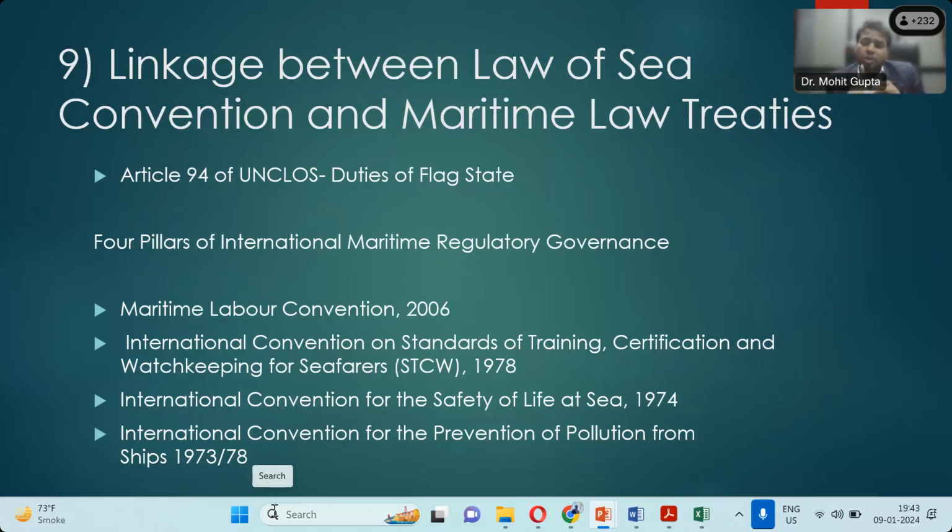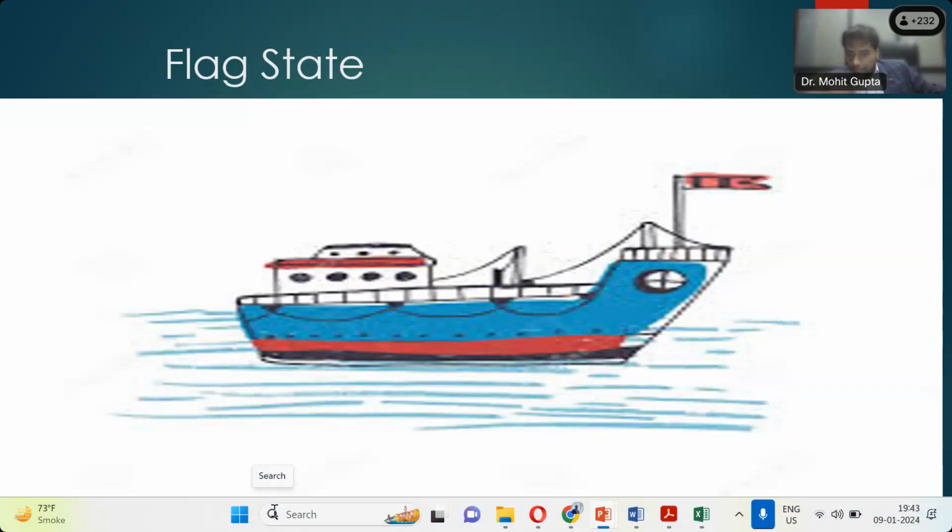So these 4 treaties are called the 4 pillars of international maritime regulatory governance. We should convey to our students that all these 4 treaties are linked to the Law of the Sea Convention. They have a close connection with it, and are closely integrated with it. To tell this to the students, we can ask them to read Article 94 of the convention, because Article 94 talks about duties of the flag state. Articles 92 and 93 of the Law of the Sea Convention talk about the concept of flag state.